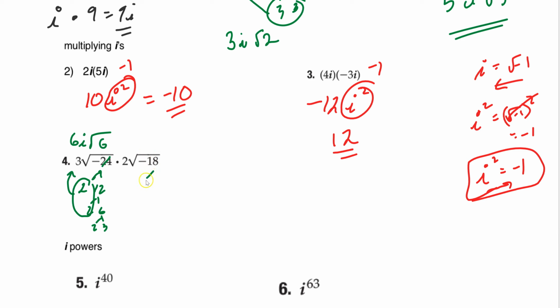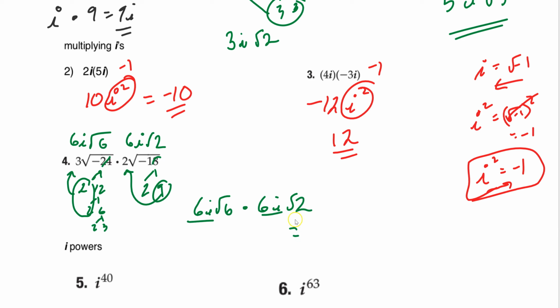Sitting over here, that's 2 times 9. Well, I know the square root of 9 is 3, so I pull that out to be 3. So 3 times 2 is 6. There's a negative, so I'll make that i. And the only thing that's left over is rad 2. So this problem is just saying 6i rad 6 times 6i rad 2. Multiply them together. You always multiply outside by the outside: 36i squared. Multiply the inside by the inside: radical 12. i squared is -1, so I get -36 rad 12.